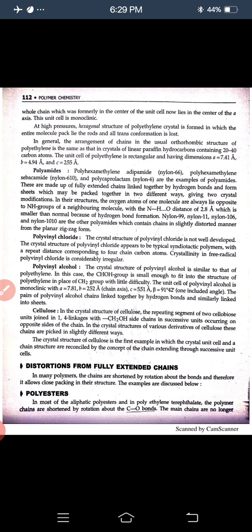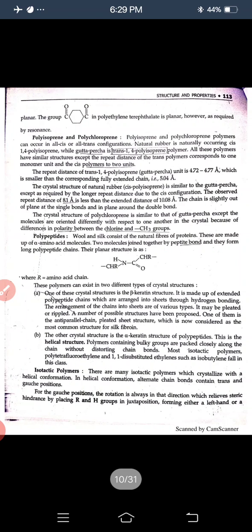Now we discuss distortion from fully extended chain. Polyester. Here is the ester monomer, and to form a polyester this is the macromolecule. In most of the aliphatic polyesters and polyethylene terephthalate, the polymer chains are distorted by rotation about the C-O bonds. The main chains are no longer planar. In polyethylene terephthalate, however, the group is planar, as required by resonance.